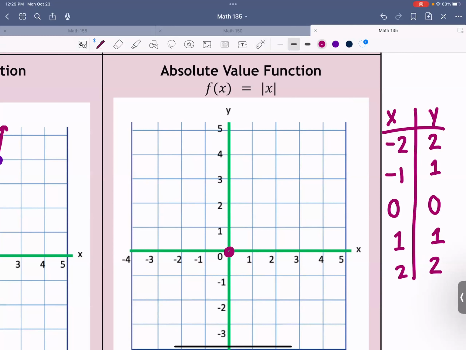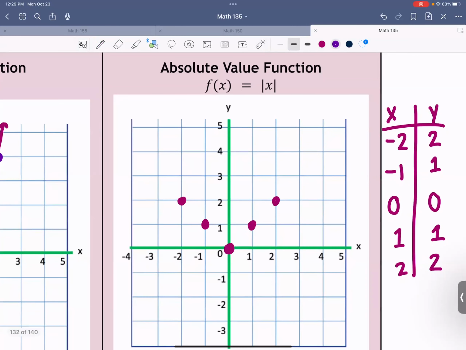So let's just plot our points. We have 0, 0, 1, 1, 2, 2, -1, 1, -2, 2. And of course, we can connect the dots using our lines. And this actually is a jagged or rigid graph, okay? It basically is the linear graph, but the negative version is flipped up. And it looks like a V, okay? So this has a very V shape to it. It has a hard corner at 0.